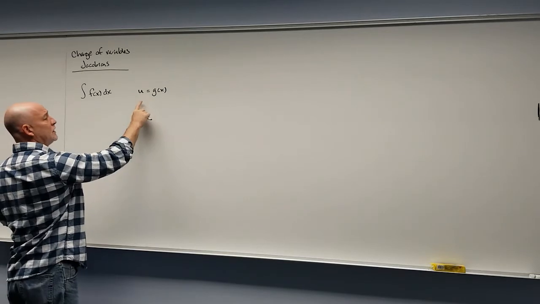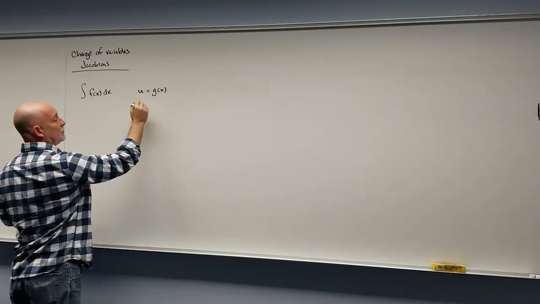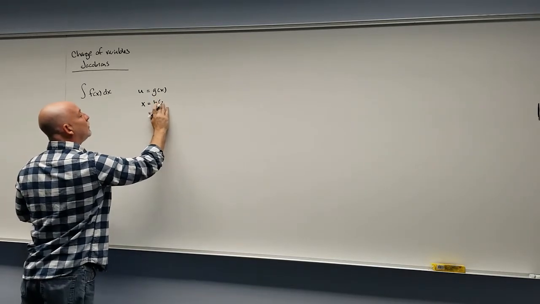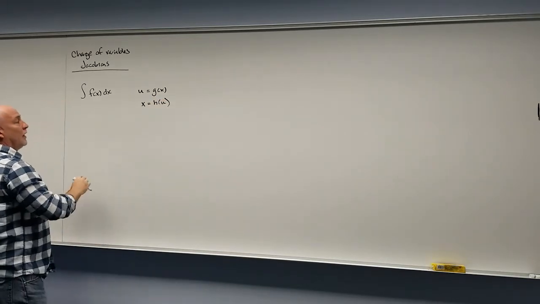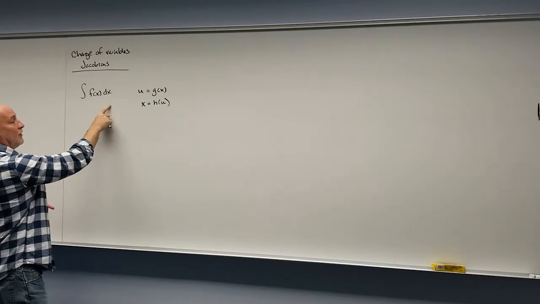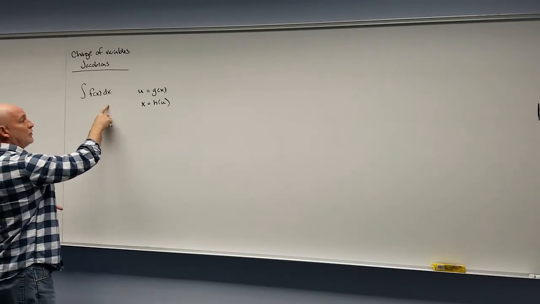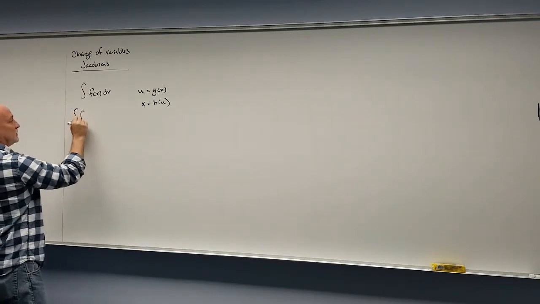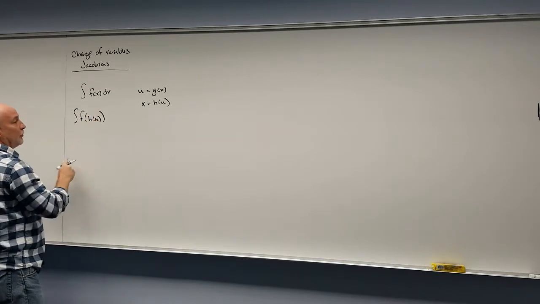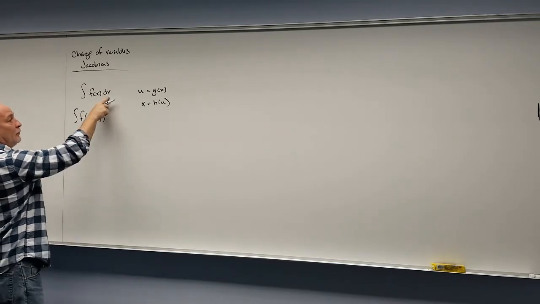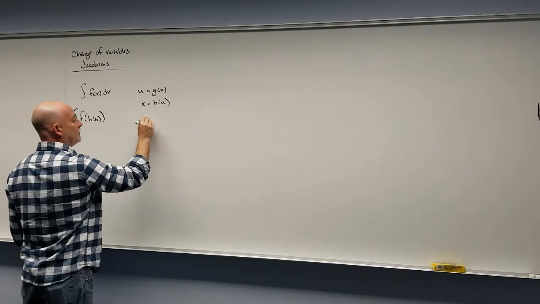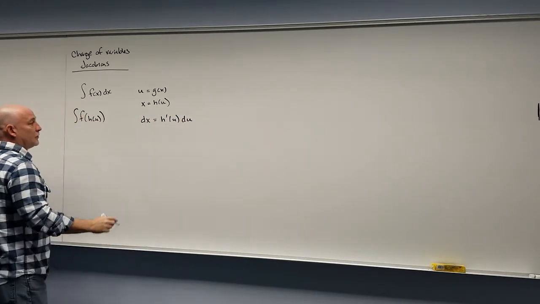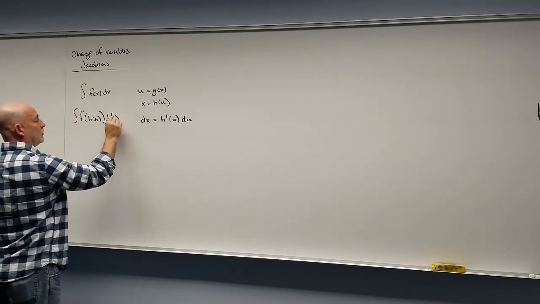Well, according to this, if u is some function of x, that means we should be able to solve for x, and so x is some other function of u. So now we can get an idea of how to transform this into our new variable. What we could do is replace all the x's with that new function, so this f of h of u. Now we'd also need to replace the dx. Well, dx would be h prime of u du.